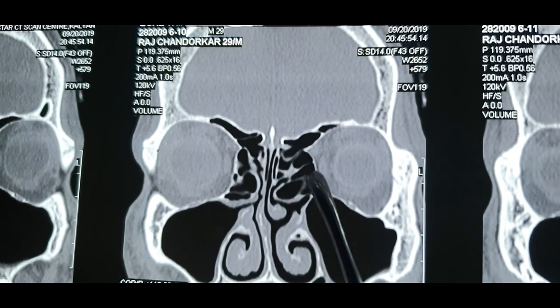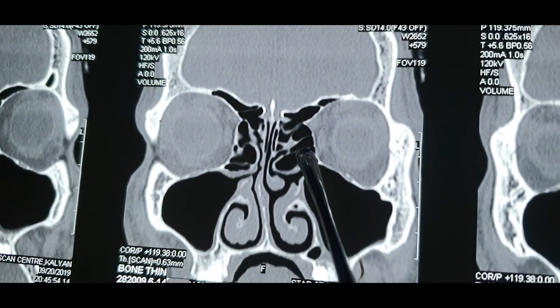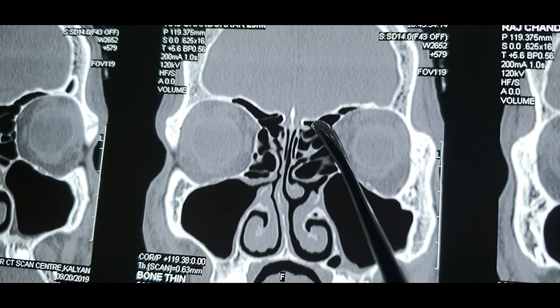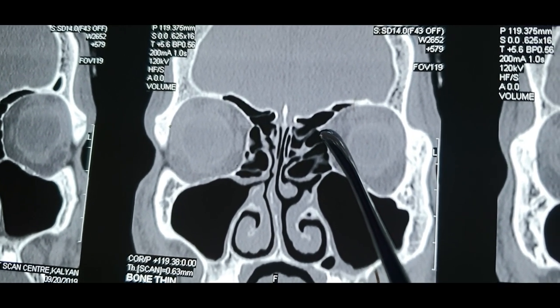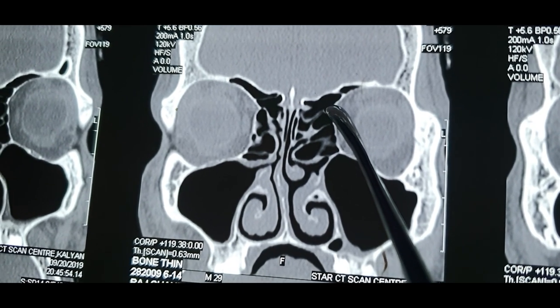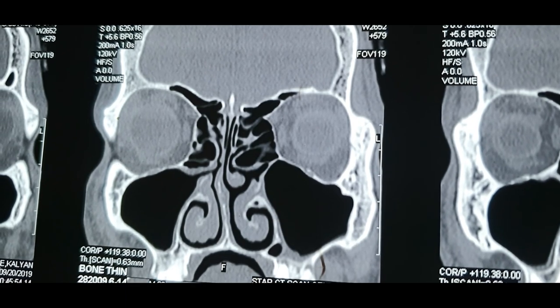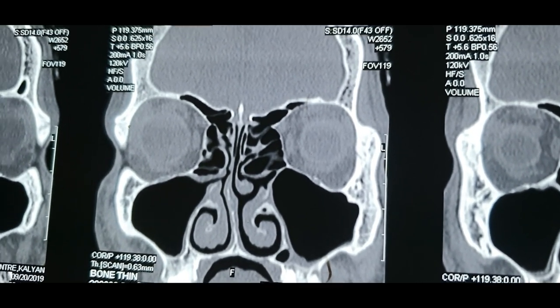So always remember, first was the ground lamella, a few millimeters anterior to the ground lamella, and here immediately posterior to the supraorbital recess or the supraorbital cell. So it is anterior to the ground lamella and immediately posterior to the supraorbital recess.